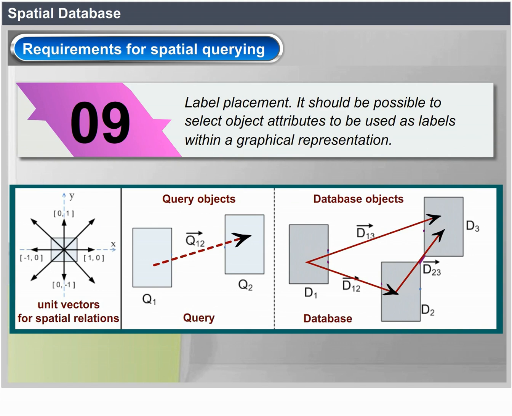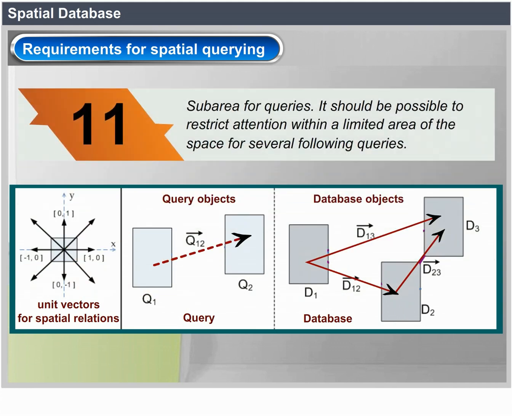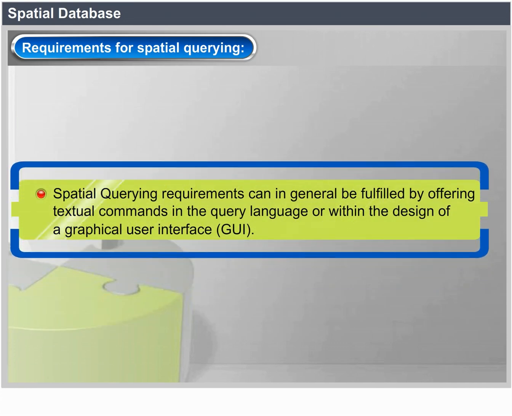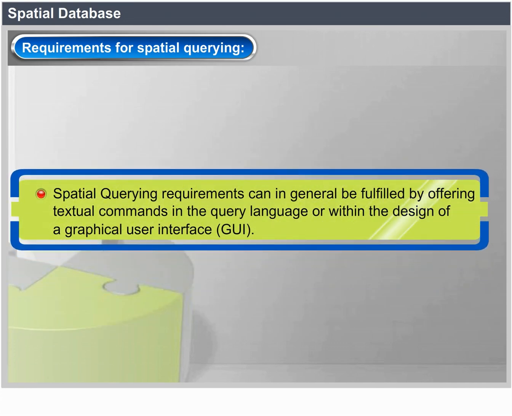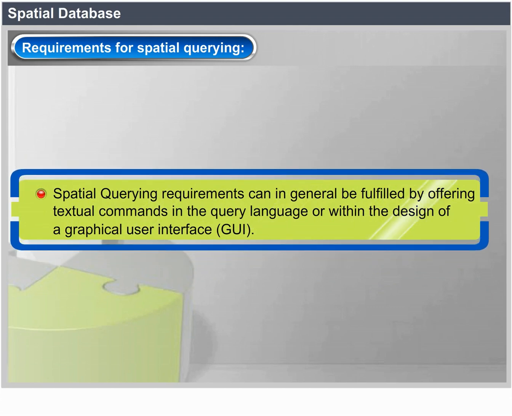Scale selection. The scale determines not only the size of the graphical representation, but possibly also what kind of symbol is used or whether an object is shown at all. Sub-area for queries. It should be possible to restrict attention to a particular area of the space for several following queries. Spatial querying requirements can in general be fulfilled by offering textual commands in the query language or within the design of a graphical user interface (GUI).